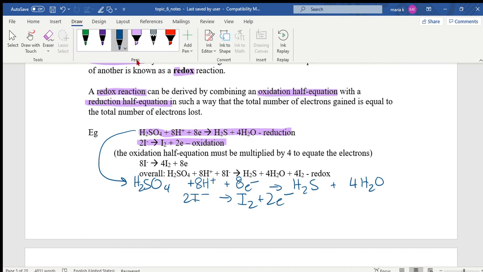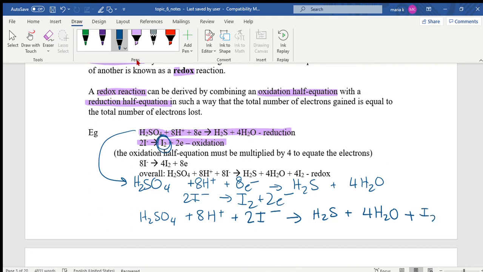Okay, so 8H plus 2 iodine ions becomes hydrogen sulfide plus 4 H2O plus, from here we can see iodine, a diatomic molecule. So let's try and balance it.